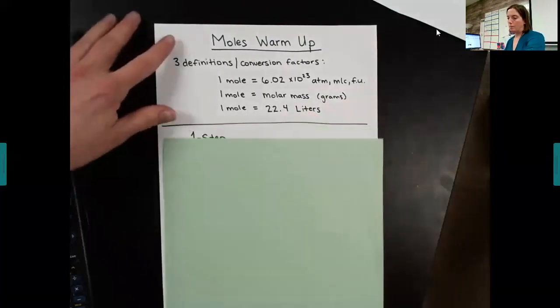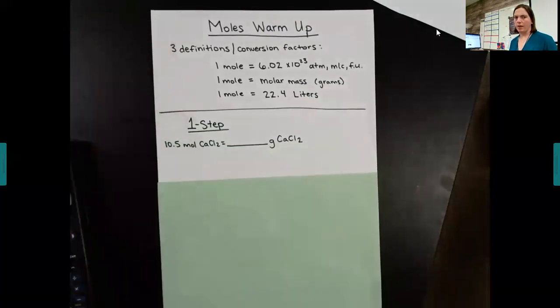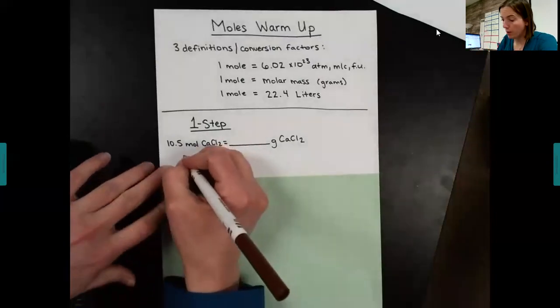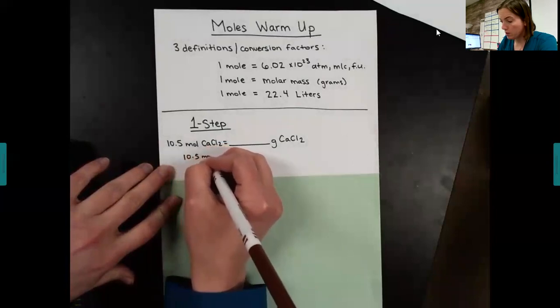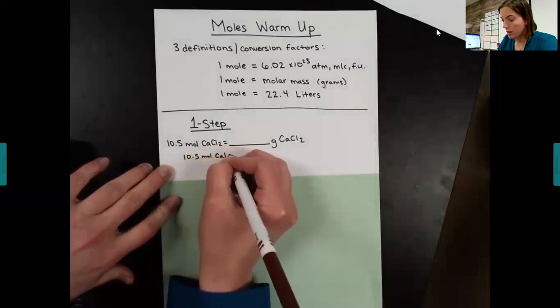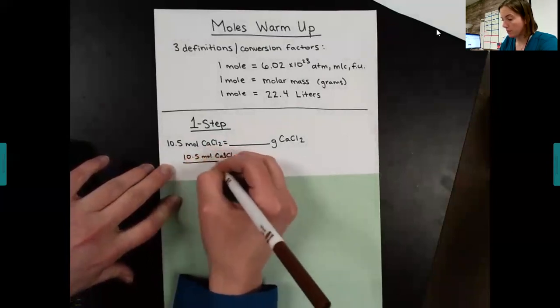All right. So one-step problem. Says we have 10.5 moles of calcium chloride, and it wants to know how many grams of calcium chloride there are. Okay, so remember we always start with what we're given, 10.5 moles calcium chloride, CaCl2, there we go.